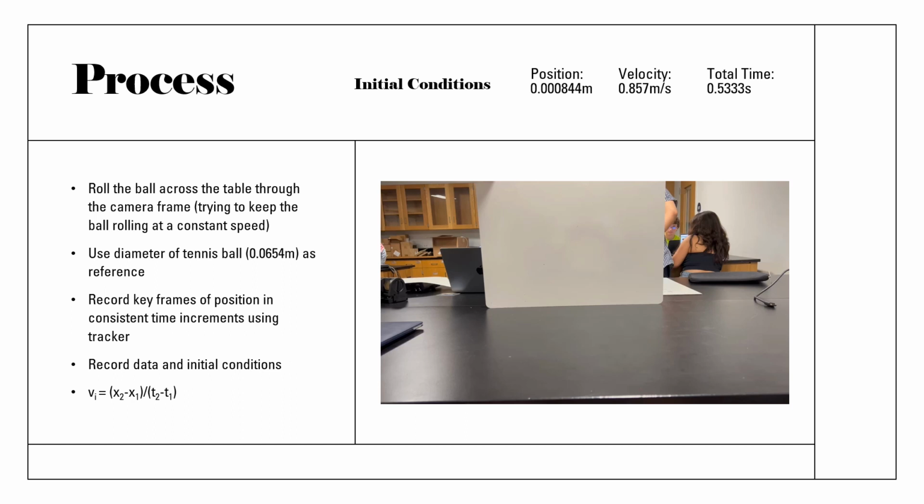Alright, so through our setup we would roll the ball across the camera frame, making sure that it stayed centered and at a constant speed, and we would also set the reference point of the ball in the tracker software to be the standard diameter of a tennis ball. From here, we recorded keyframes of the position to record data onto a plot of a position and time graph and find the initial conditions afterwards.